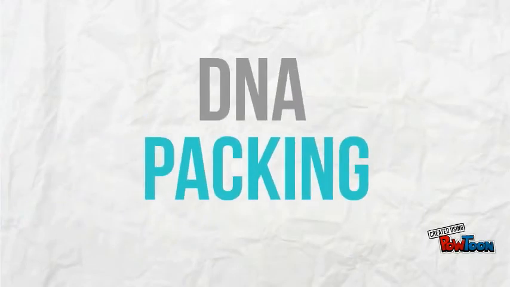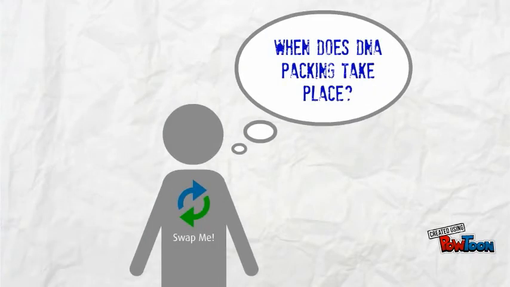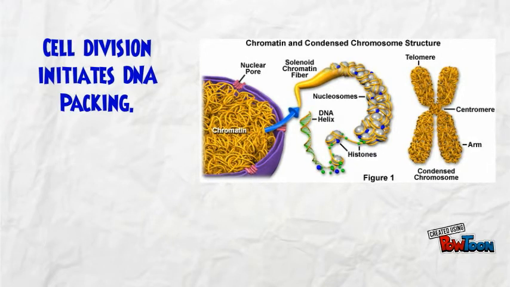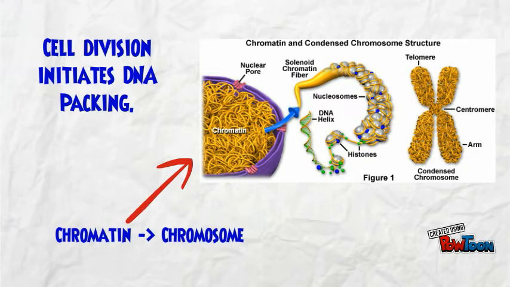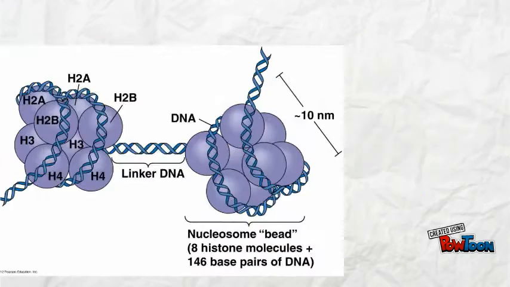Now that the basics about DNA are covered, let's go into DNA packing. When does DNA packing take place? DNA packing occurs during cell division. The chromatin gets packed together during the mitotic phase. The chromatin is then transformed into a chromosome.